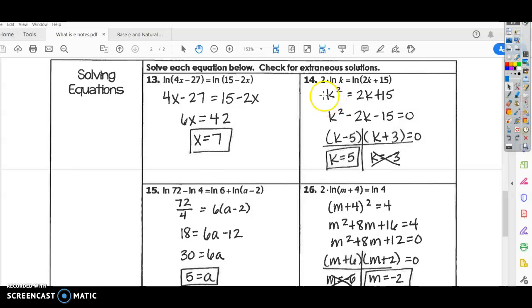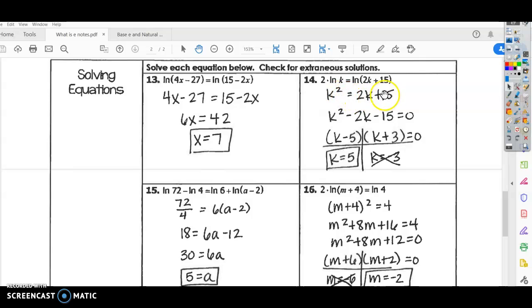Here, you're going to look at your properties first. We have to condense this a little bit before you can solve. So the 2 is a coefficient. It becomes a power using your properties of logarithms. And then it's k squared equals 2k plus 15. And that's because both sides are ln, which means base e.